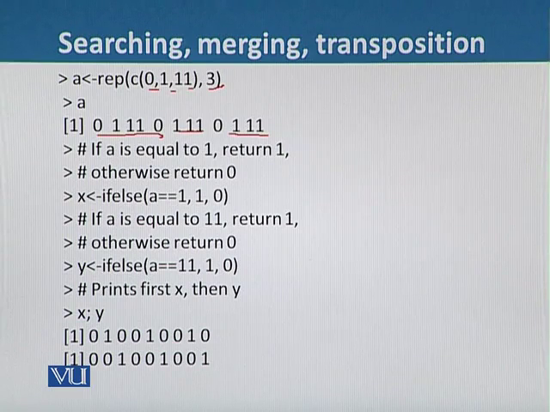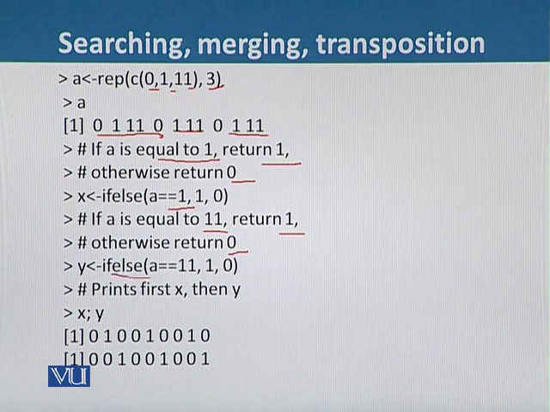So we are using the command ifelse. If a is equal to 1, then it will be written as 1. Otherwise, it will be written as 0. Then ifelse a is equal to 11, then return 1, otherwise return 0. So it means if a variable is equal to 1, then it will be processed. Otherwise, 0 will be written.